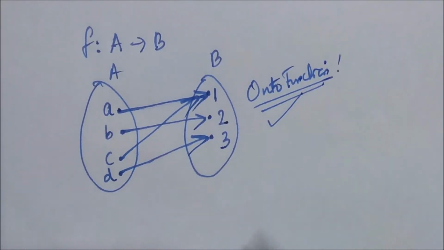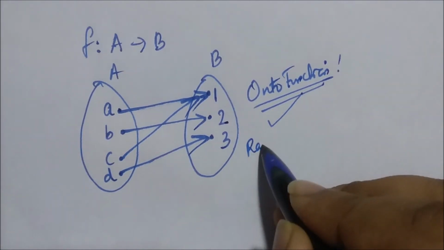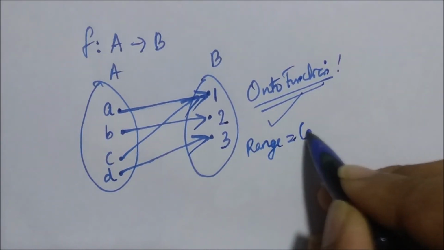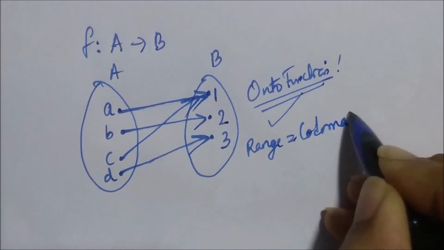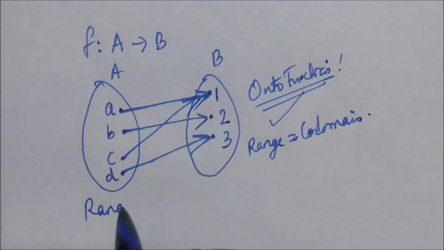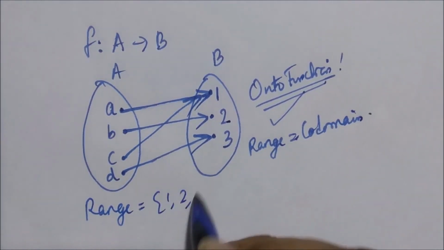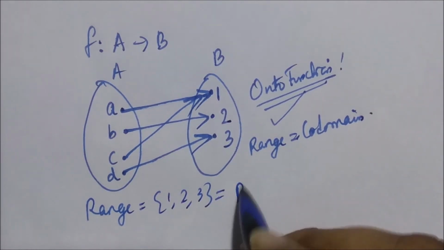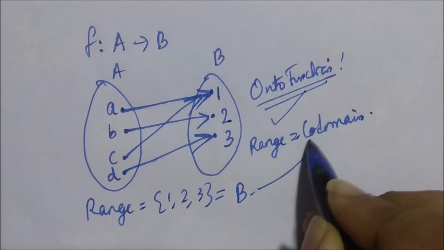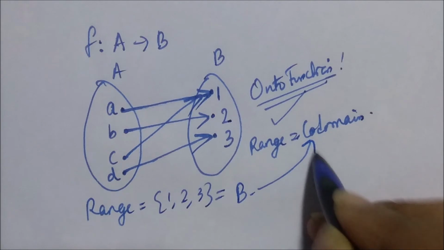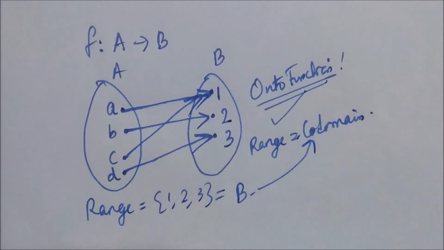The range of the function is the set 1, 2, 3, and that is the codomain set also. So which means that range equals codomain. And remember, what is range? Range is the set of all images of the elements of the set A. In other words, because all the elements in the codomain have a preimage in the domain set, this function is an onto function.